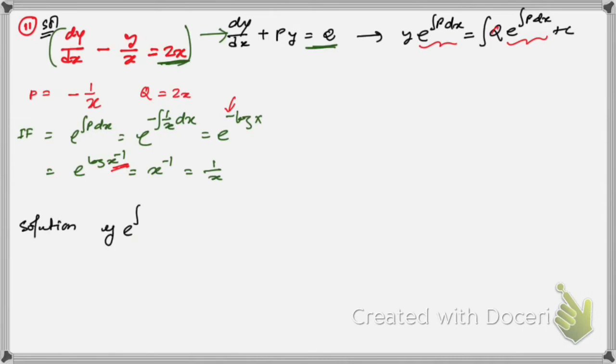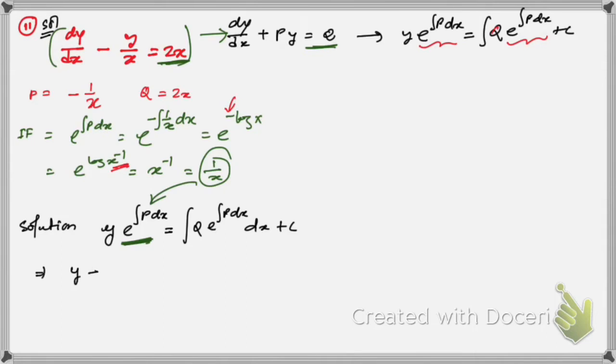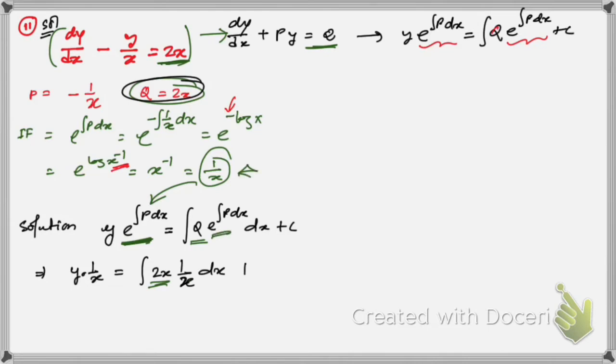So the solution is y times e to the power integral of p dx equals integration of q into e to the power integral of p dx dx plus c. So now let's put the value of the integrating factor first, that is 1 by x, here. The value of q is twice x, so we have put here twice x, right? And e to the power integral of p dx is nothing but 1 by x, dx plus c.